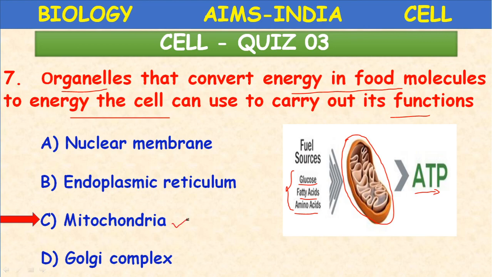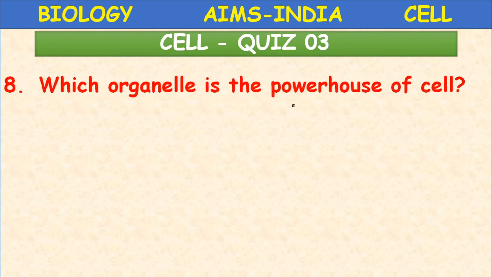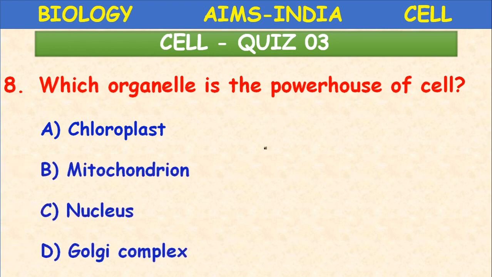Mitochondria. What do you call these mitochondria, children? Mitochondria are also called powerhouses of the cell, where the oxidation of these food materials takes place, which releases the energy in the form of ATP. This is called cellular respiration. Which organelle is the powerhouse of the cell? Just now we have seen. Which organelle is called the powerhouse of the cell?